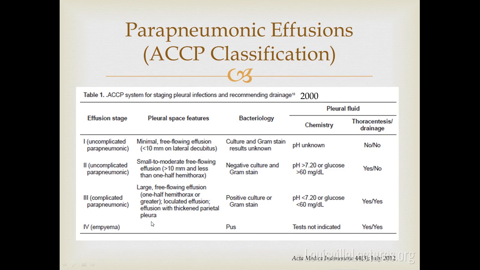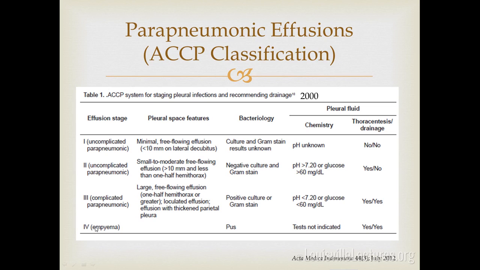And this is where things get a little bit more complicated. Stage 3 is complicated parapneumonic effusions, where you have a lot more fluid, more than 1/2 of the hemithorax. There are lots of loculations, or the parietal pleura is thickened, or you have positive cultures, or your pH is more acidic, your glucose is low. In this situation, you obviously need to do a thoracentesis to know all this, but you may also need some way of pleural drainage, and we will go through what are the different ways of draining the pleural space.